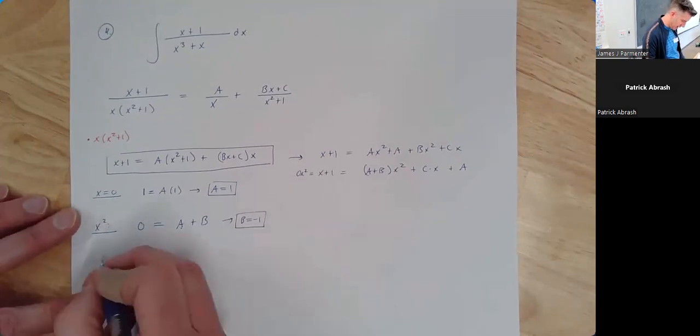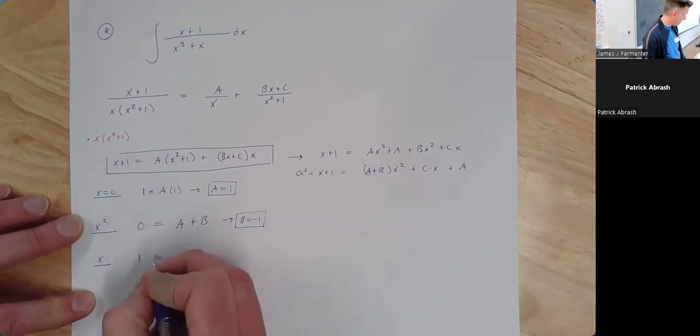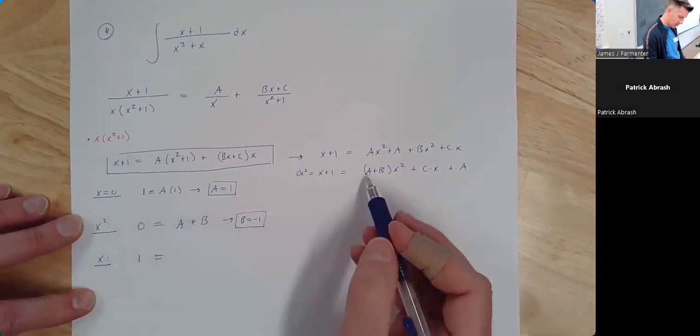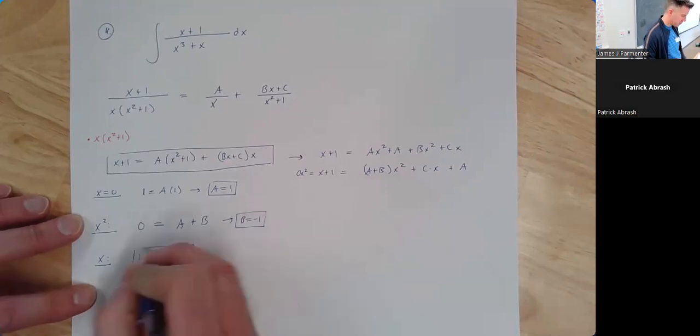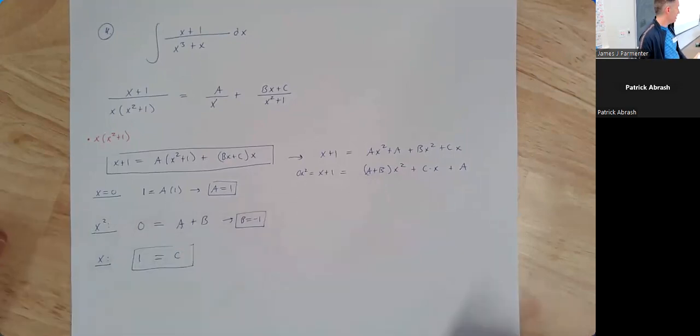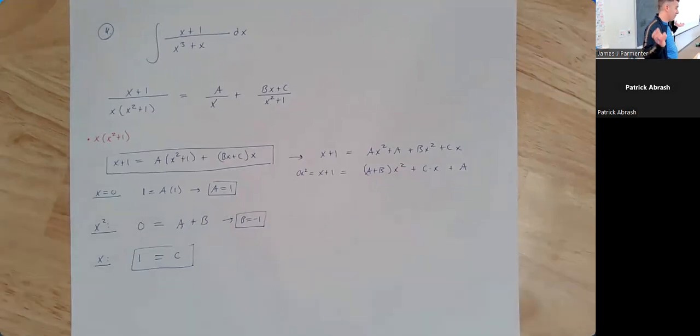And for the coefficient of x, on the left-hand side, I have a 1, x, and on the right-hand side, I have a c times x. So 1 has to equal c. And that is, in my opinion, the preferred way of doing it. You can also just pick values of x if you really want to. As the complexity increases, that method usually ends up taking more time and effort than doing it this way.